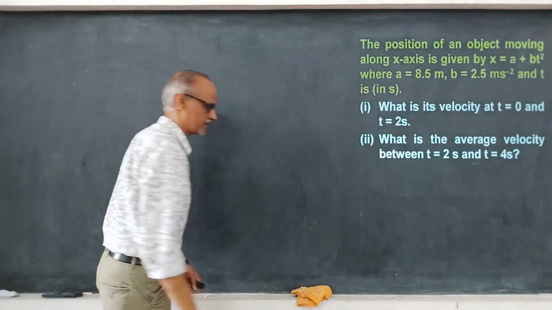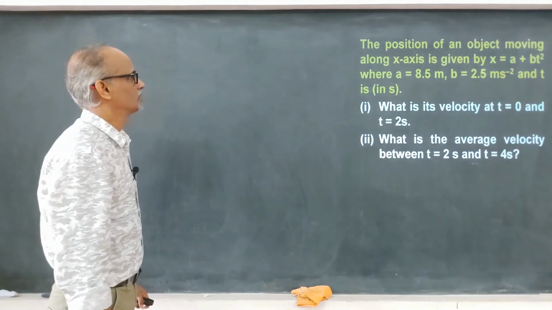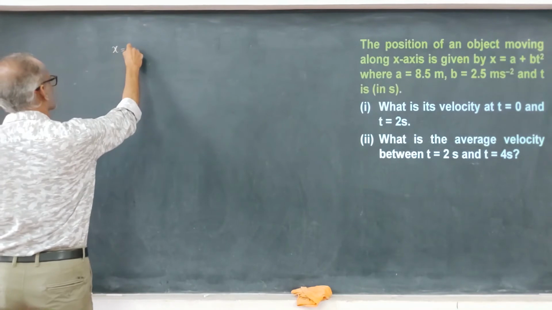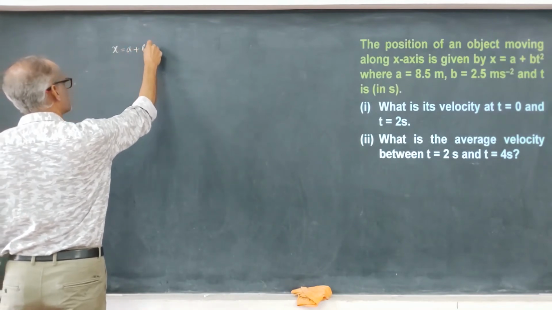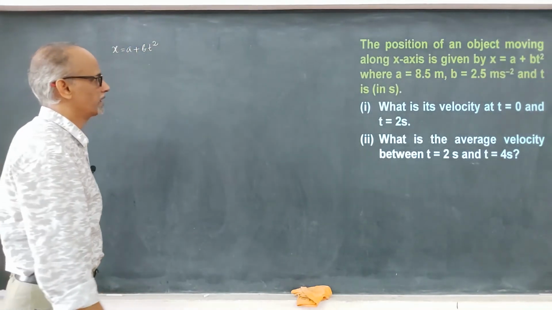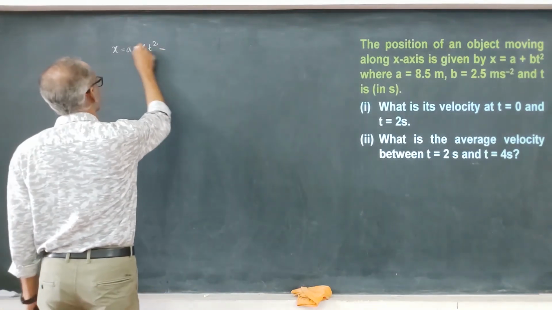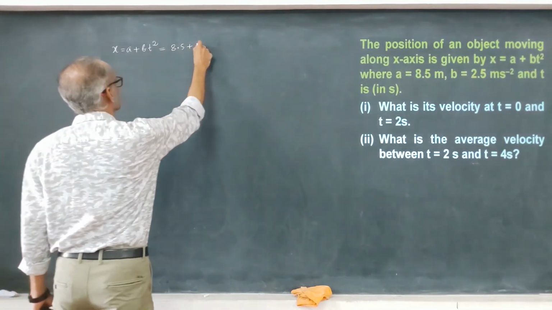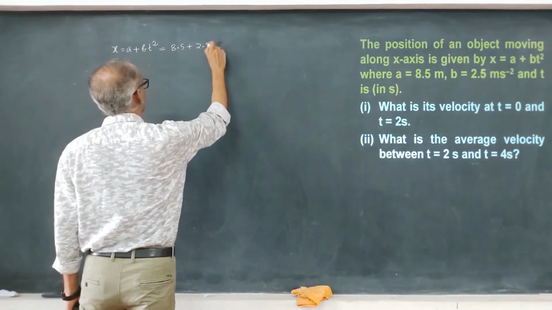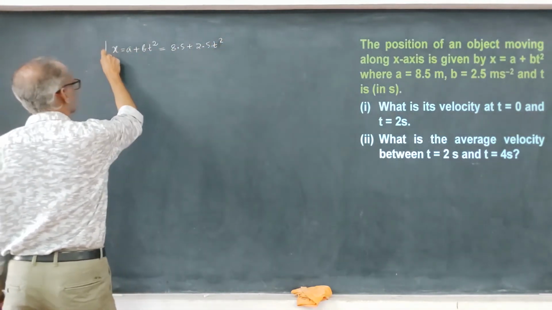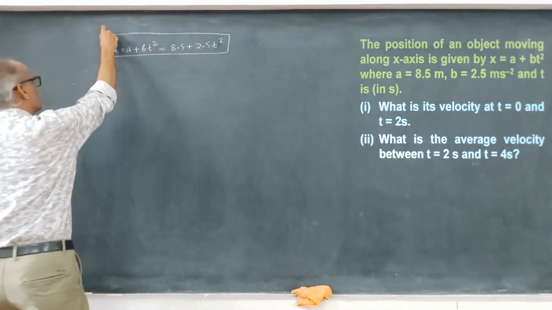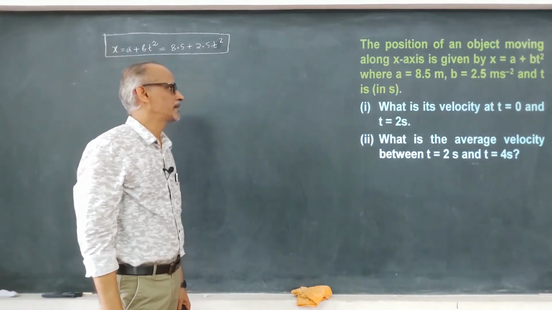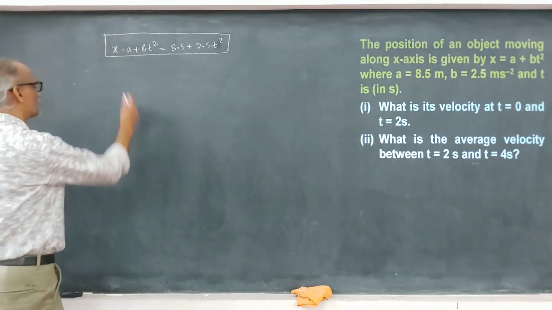Let us go for the next question. The position of an object moving along the x-axis is given by x is equal to a plus bt square, where a is 8.5 meter and b is 2.5, so x is 8.5 plus 2.5 t square. First option, what is the velocity at t is equal to 0?